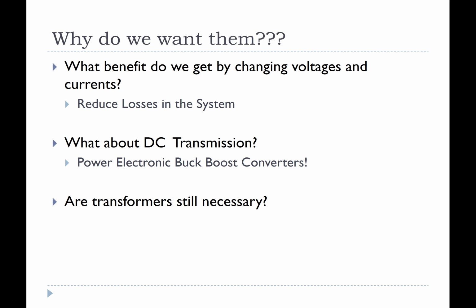So why do we want them? From the previous video you should have looked at, you would see that one of the main things is that we want to change voltages and currents in the system, and we really want to do that because we want to reduce losses. As you know, losses in the system come about from resistances. So we have I squared R losses, as we call them.